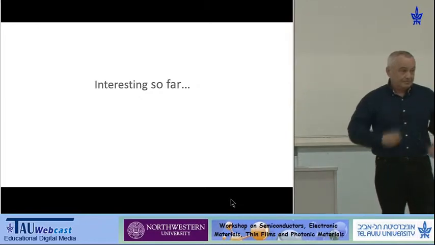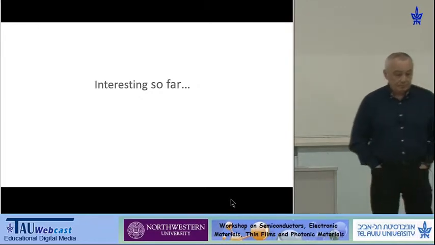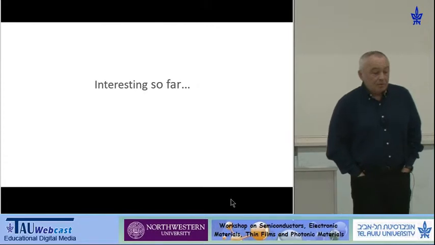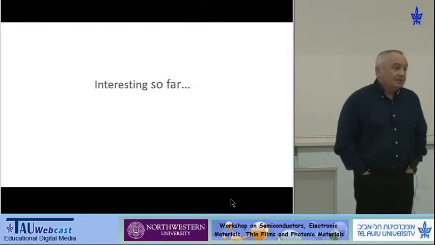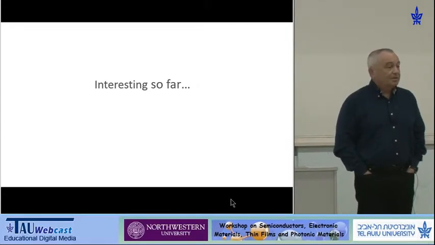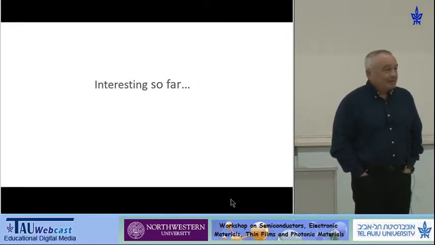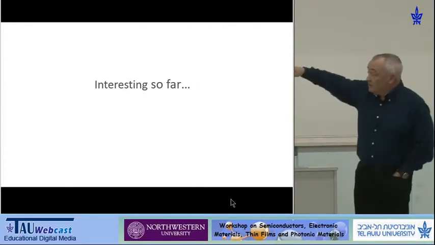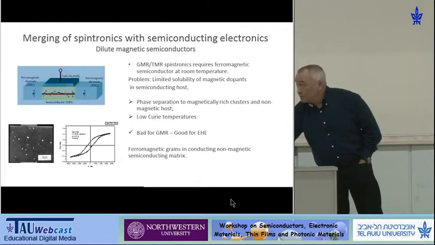Your clusters, what size do they have to be to be ferromagnetic? Well, it's a question of temperature, right? This is a superparamagnetic cluster. Depending on their size, we will get different blocking temperatures, right? So if they are large enough, you can definitely get, let's say, hysteresis at room temperature.